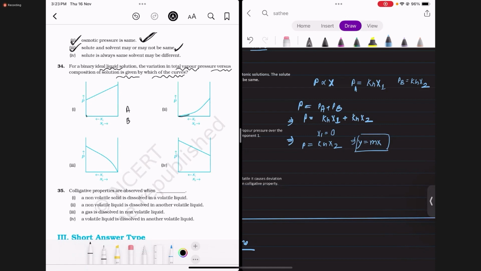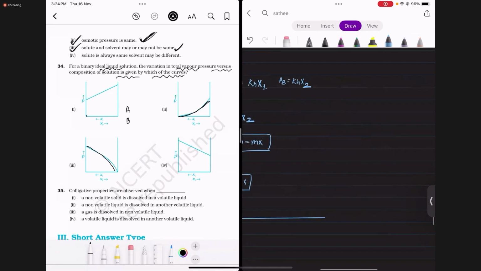So graph कभी भी ऐसा नहीं होगा. And अगर हम x2 को 0 ले लें, तो P is again equal to KH into x1, that is again y is equal to mx. So graph will always be a straight line, it will not be a curved line, because y is equal to mx का graph हमें पता है that it is always a straight line.